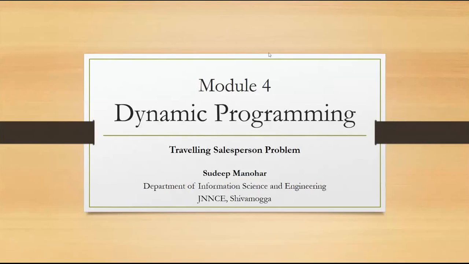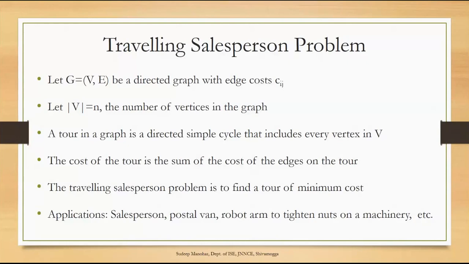One more problem in dynamic programming, that is the traveling salesperson problem. So in the traveling salesperson problem, there is a salesperson who wants to travel to n number of cities, and he has to come back to the origin city, the starting city. The problem is which path he has to choose so that the cost is minimum.